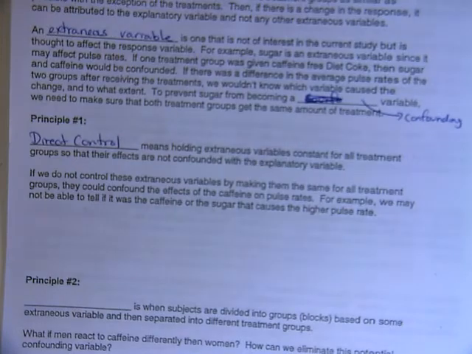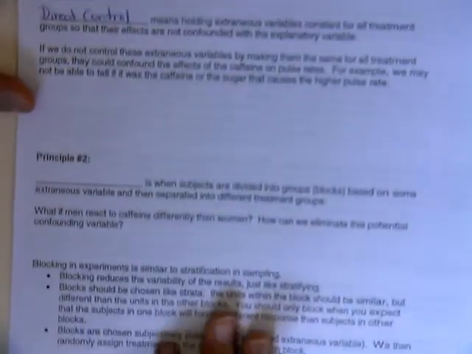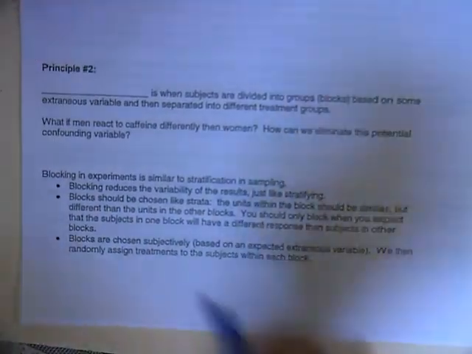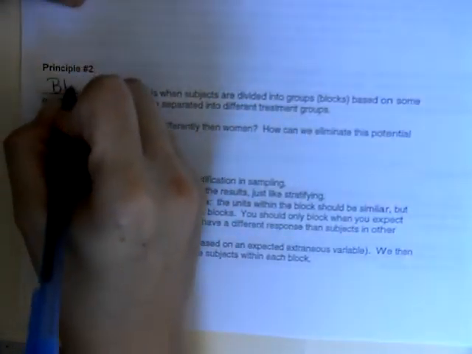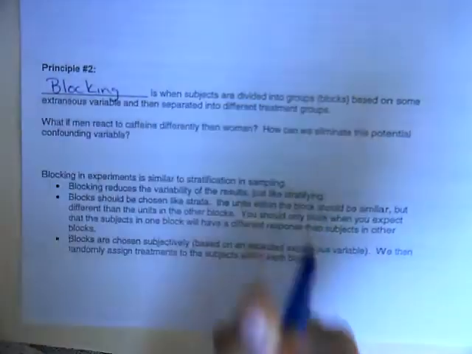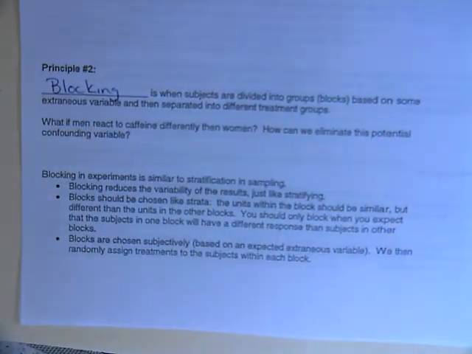So, principle number 2, this is a big one. Number 1 is not that bad, but number 2 is usually the bigger one. And that is called blocking. So blocking is when the subjects are divided into groups or blocks based on some extraneous variable and then separated into different treatment groups.